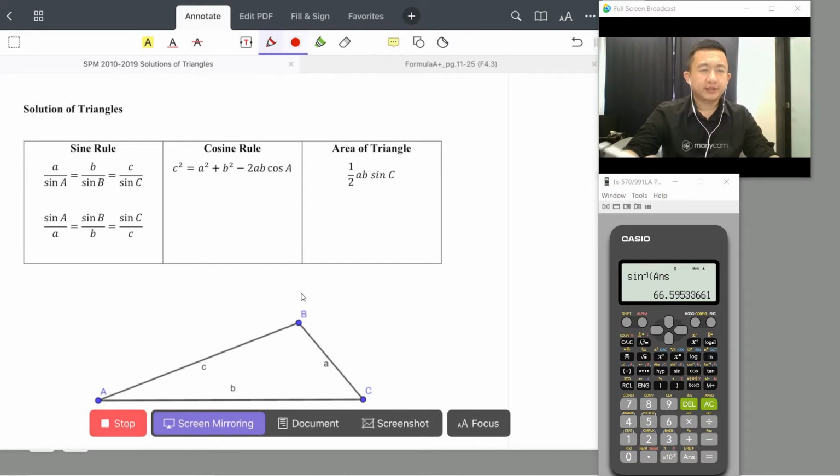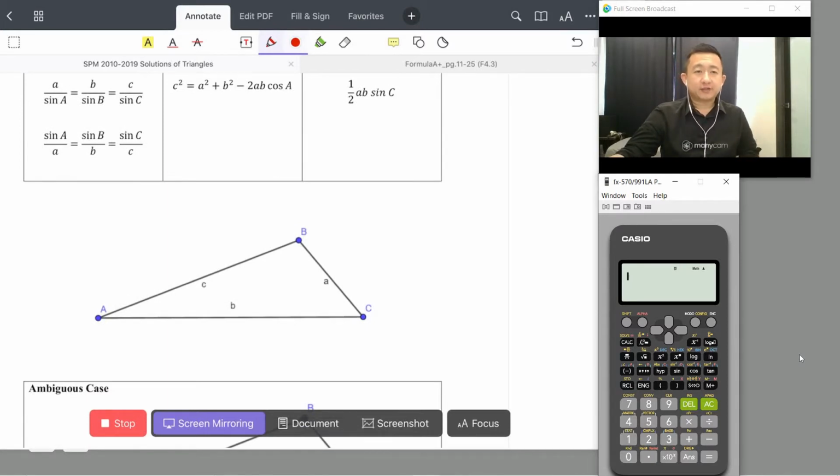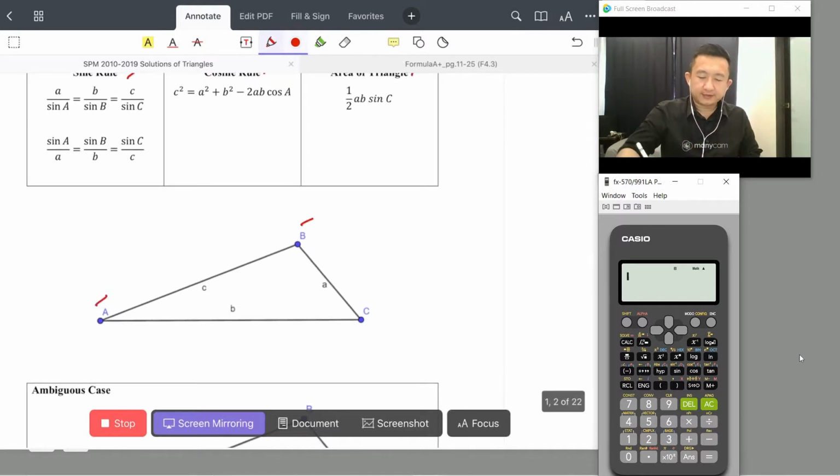There are a total of 3 formulas that we can apply to solve the problems for this topic, which are sine rule, cosine rule, and area of triangle. Before looking into the formula, when to apply and how to apply, let's have a look at this triangle. In this triangle, you will realize that there are capital letters A, B, C. You also have small letters, small letter A, B, C.